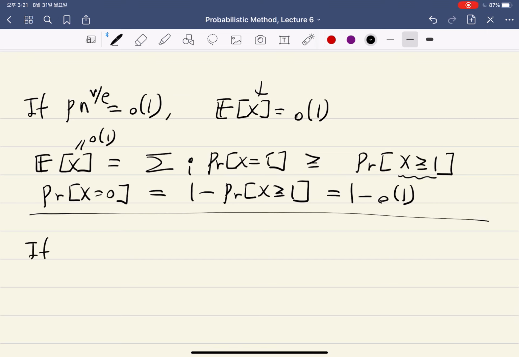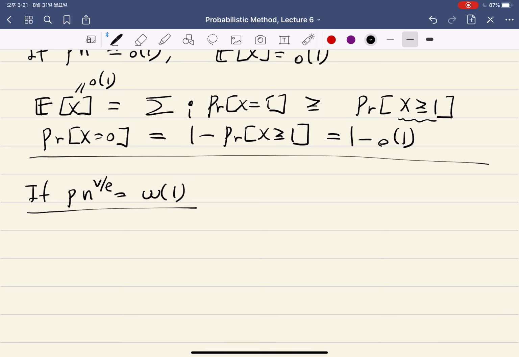So now we have to consider the case where this goes to infinity as n goes to infinity. We will prove that case in the next video.